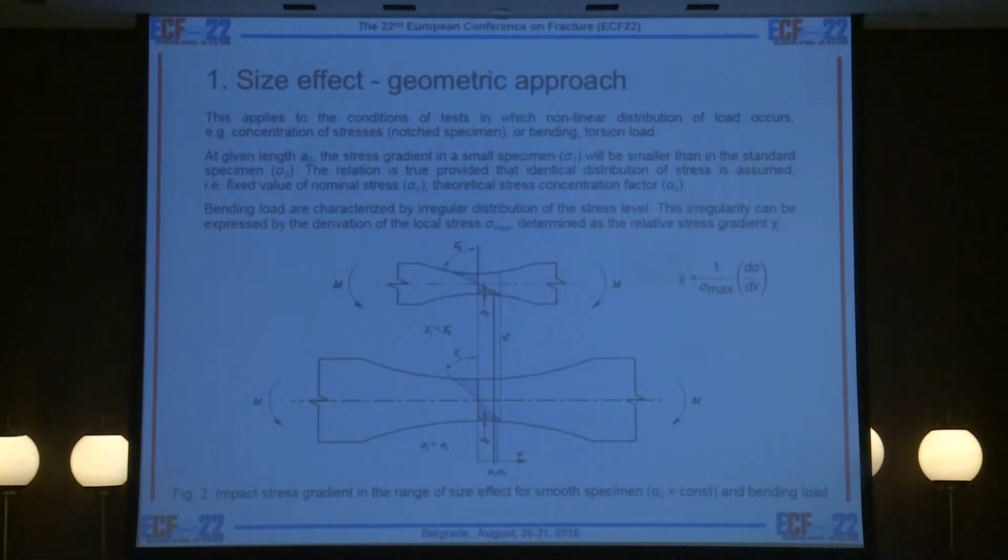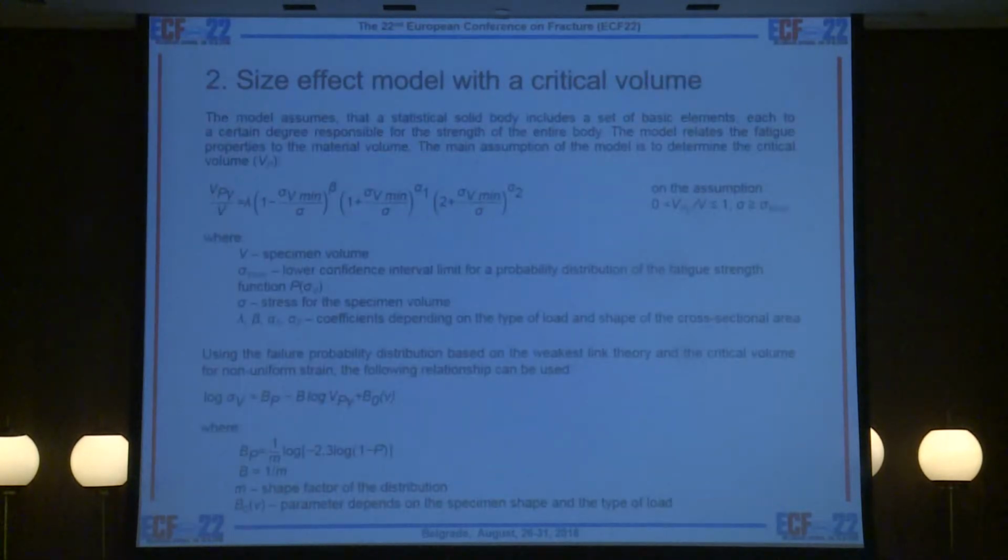So we have the equation for the relative stress gradient, and we can see the length A0 for small specimen and for large specimen, and we can see that sigma 1 for the smaller specimen will be smaller than sigma 2 for the large specimen. The model assumes that a statistical solid body includes a set of basic elements, each to a certain degree responsible for the strain of the entire body. The model relates the fatigue properties to the material volume. The main assumption of the model is the determined critical value, and we have the equation for this value.